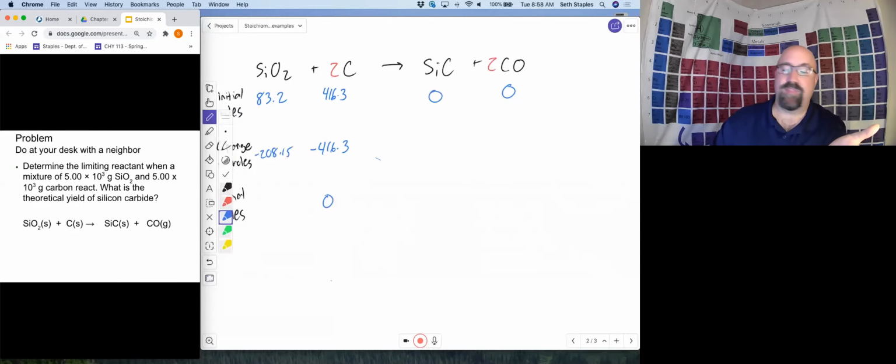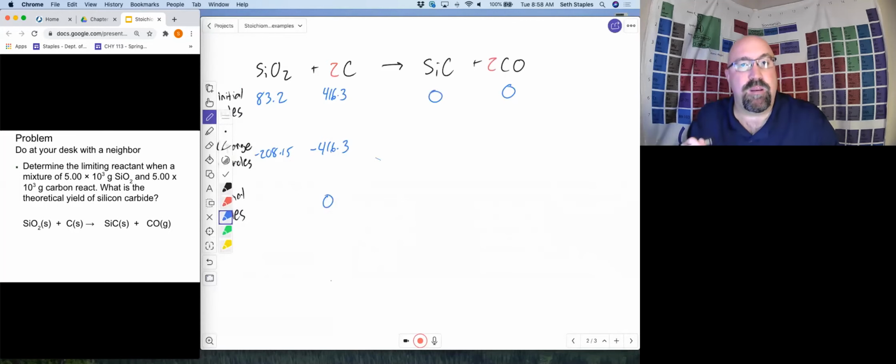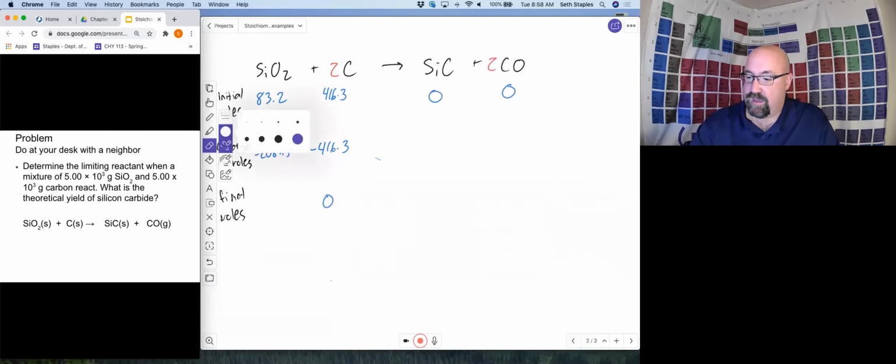We can see immediately that doesn't work. I don't have 208.15 moles of silicon dioxide to lose. I only have 83.2 to lose. And so that tells us that carbon cannot be the limiting reactant in this problem. Because in order to use up all the carbon, I would have to use more silicon dioxide than what I actually have. And so that's not going to work for us. So let's go ahead and start fresh.